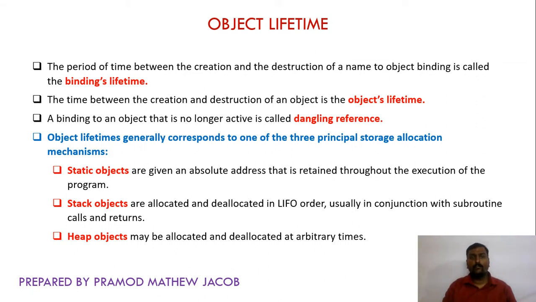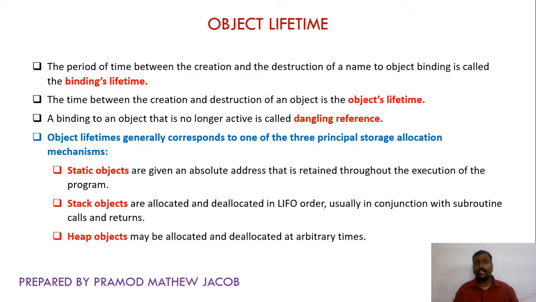A binding to an object that is no longer active is called dangling reference. For example, if you are trying to access a variable which is not actively present in the program execution frame, then it is called a dangling reference. The object lifetimes generally correspond to one of the three principal storage allocation schemes.